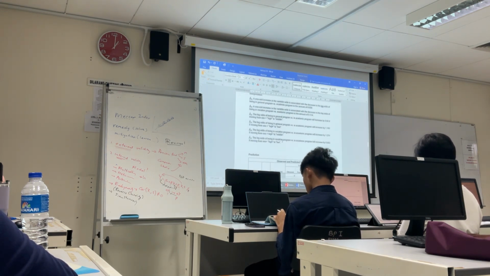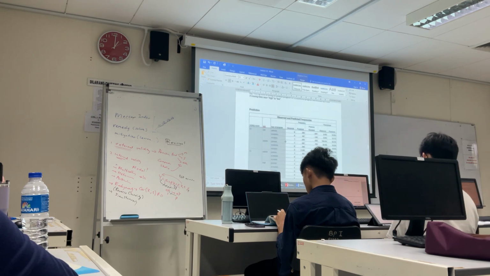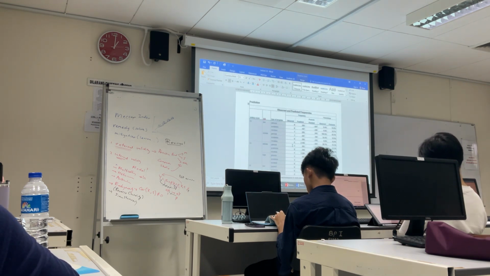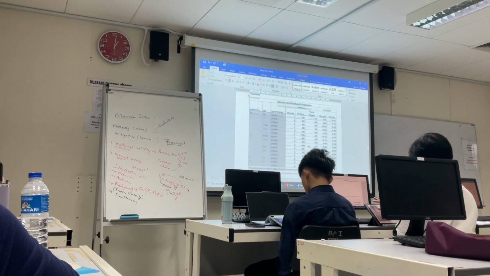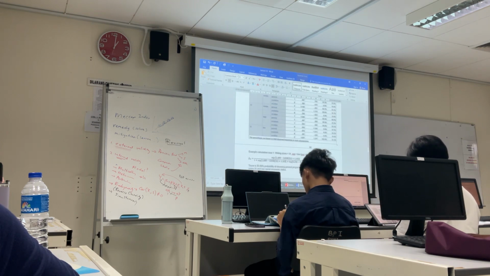Okay, and so forth. I think this is all there. Next one, we look at the prediction. Observed versus predicted frequency. This is the same thing when we calculate. I think in Stats 2 we also calculate that: observed minus expected squared, divided by expected. Then you add up all the categories. I'm not sure whether you still remember or not.